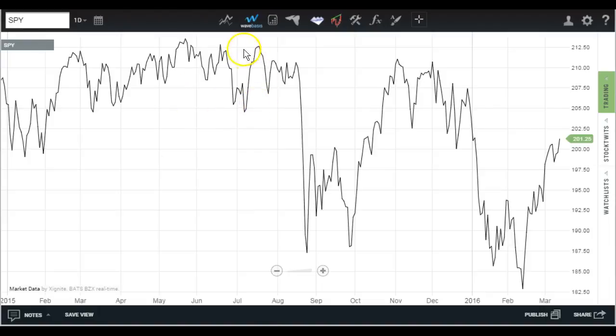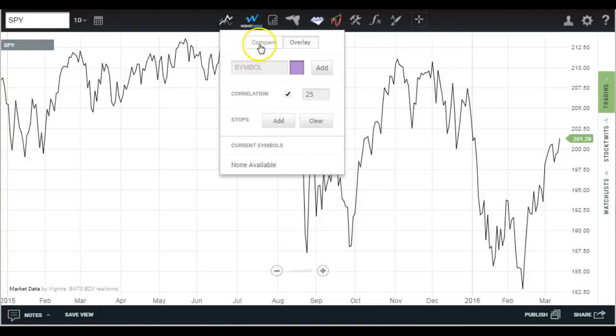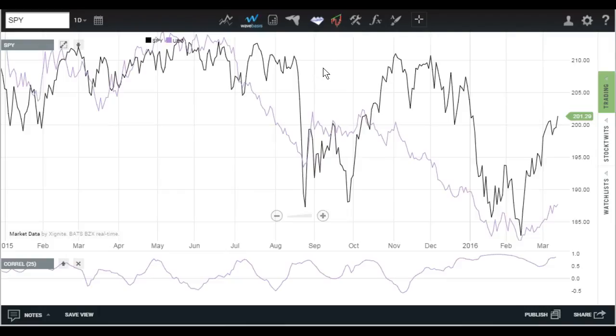What we can do on Technician is come over here to the compare function. And we're not going to compare that, it just gives us percentage performance. We're going to look at overlay, and we can overlay the USO oil ETF. And I'm going to check this box here for correlation, a 25-day correlation, just to prove some of the statistics here. But it's not something that I would look at that carefully. But some people like it, so we'll leave it. So we hit add. And there we have it.